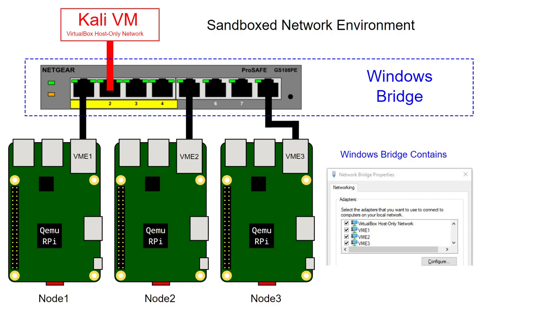For this lab we'll be making use of our familiar topology with our Kali Linux virtual machine connecting through a VirtualBox host only network adapter into the Windows network bridge, which takes the part of a real physical switch. I'm going to make use of node 3, so we'll be connecting through tap adapter VME 3. We're also going to create a virtual Ethernet adapter on node 3, which will simulate the wireless network card on the Raspberry Pi.